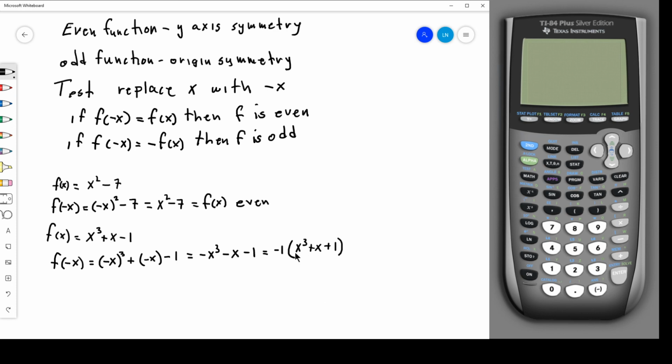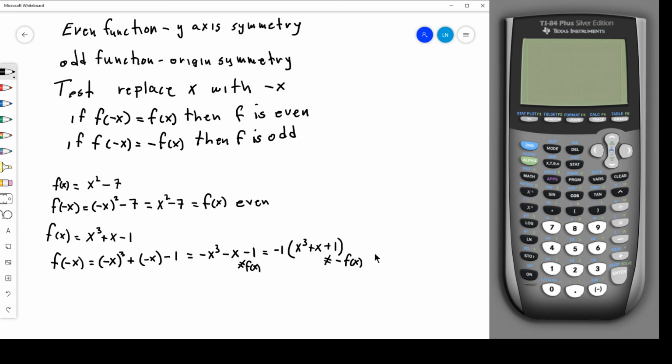So now I have to ask, is what's inside the parentheses the same as what I have over here? And it's close, it's very close, but it's not the same. This one has a minus 1, this one has a plus 1. Which means this is not equal to negative f of x, right? So this one tells me it's not equal to f of x. This one tells me it's not equal to negative f of x.